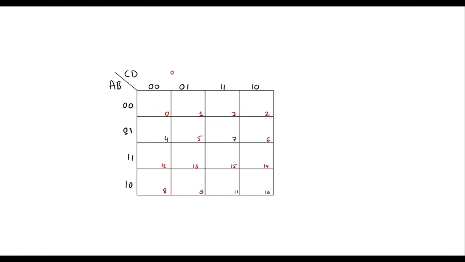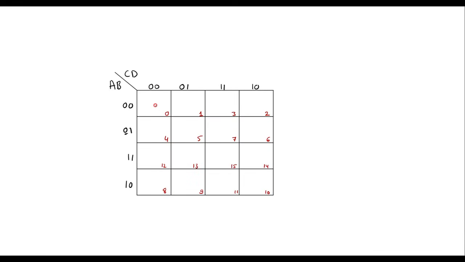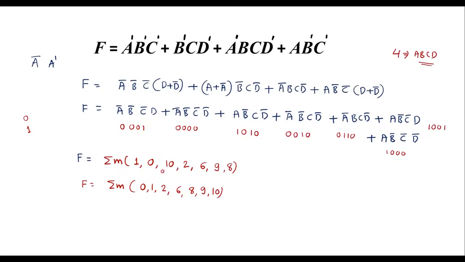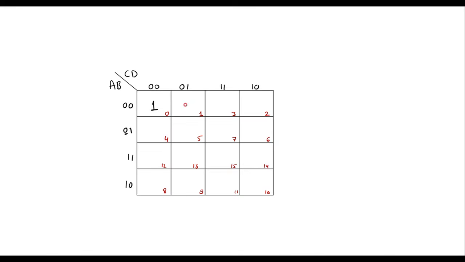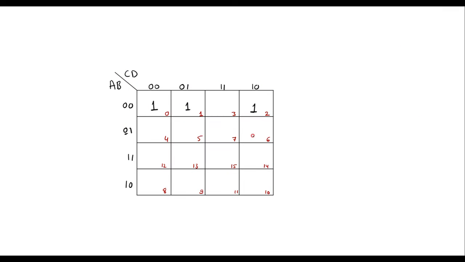So this is the K-map. Now let me enter the values. In these min terms we have to write 1. In the remaining cells we have to write 0. In cell number 0, this is 1. In 1 and 2, it is 1. Then we have 1 in cells 6, 8, 9, and 10. In all other cells, we write 0.